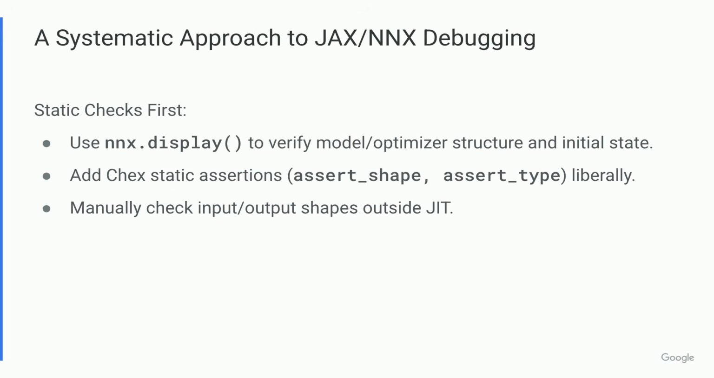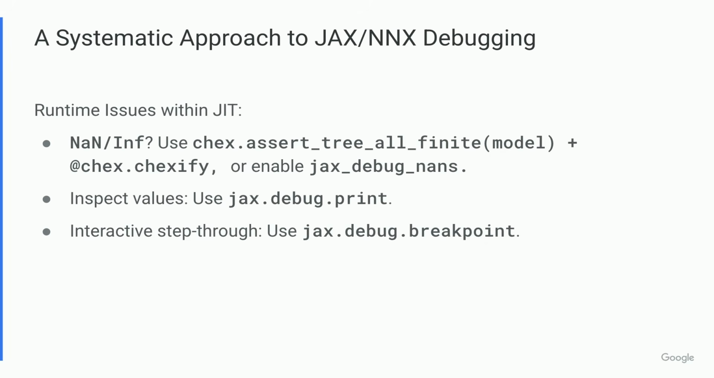So how should you approach debugging? Well, start with static checks. Look at your model with nnx.display, add checks, shape, and type assertions, and if issues arise during runtime inside JIT, your first step for numerical problems should be checking for NaNs or infinities. Because your model is a PyTree, you can directly use checks.assert_tree_all_finite or assert_trees_all_close on the entire model object inside a checkified function. This is a huge time saver.